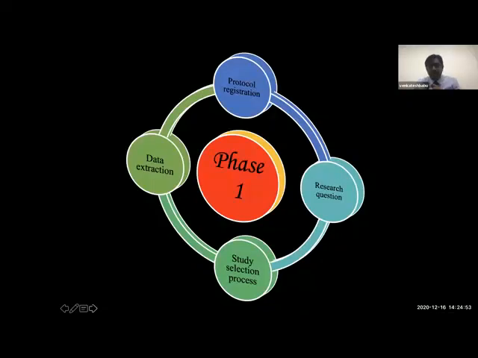So totally, your systematic review and meta-analysis has three phases. Phase one deals with protocol registration, your research question, your study selection process, and fourth is your data extraction.